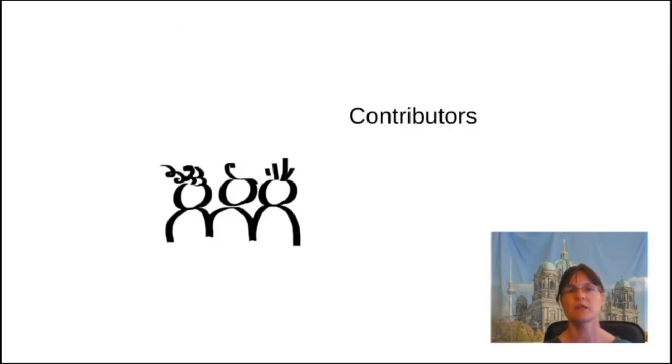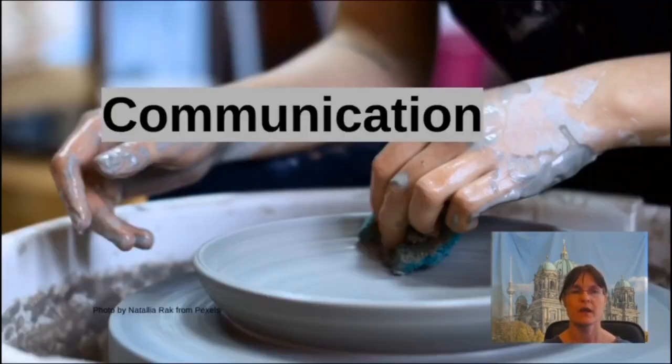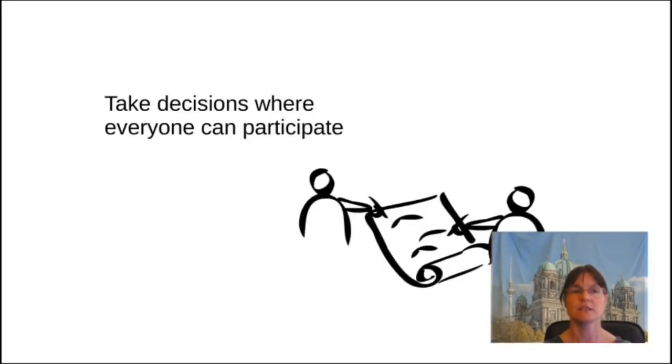Trusted committers are complemented by contributors who work in order to get something done for their own purpose within the InnerSource project. So what are important aspects of InnerSource projects? One is communication. What are communication patterns? You want to work openly, you want to work transparently. What does that mean? It means that you take all the decisions where everyone can participate.